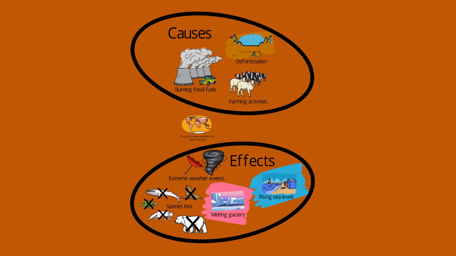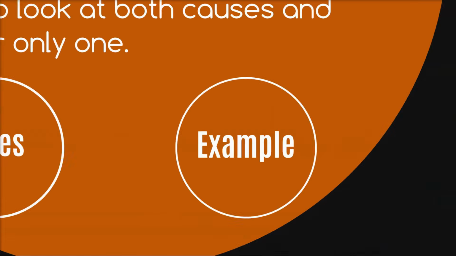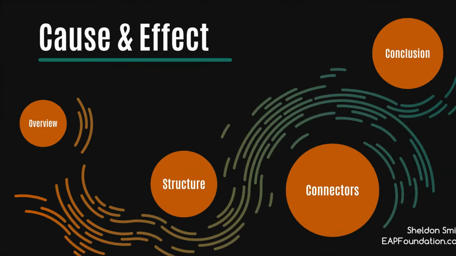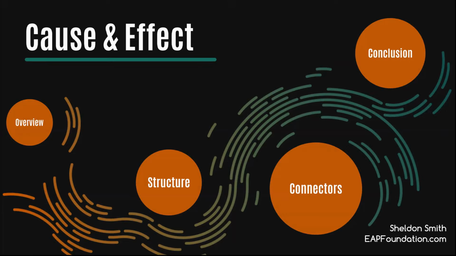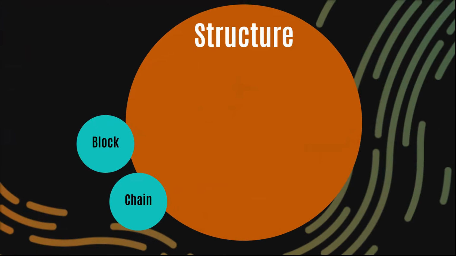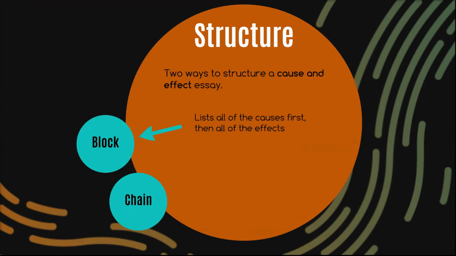So let's turn now to the second part, which is the structure of cause and effect essays. So there are two ways to structure a cause and effect essay. The first one is block, which looks at all of the causes first and then considers all of the effects afterwards. The other type of structure is chain, in which each cause is followed immediately by the effect.